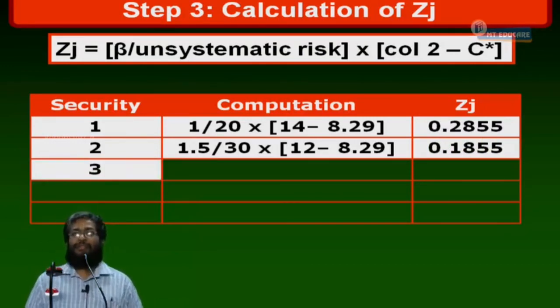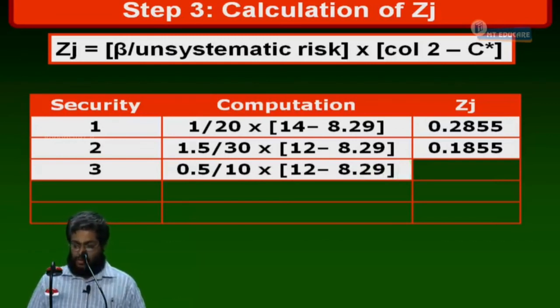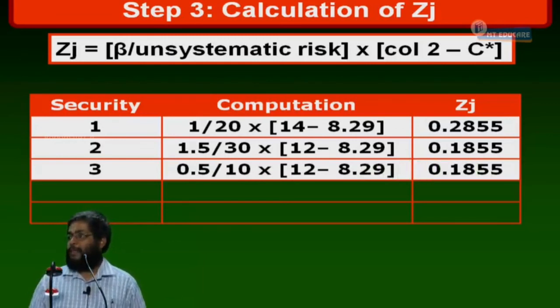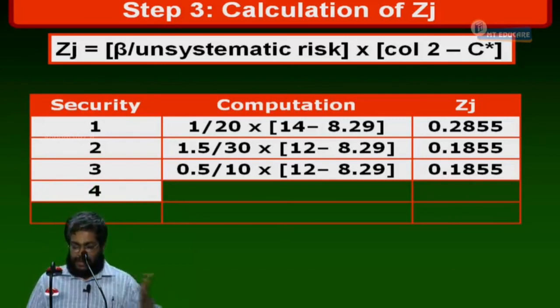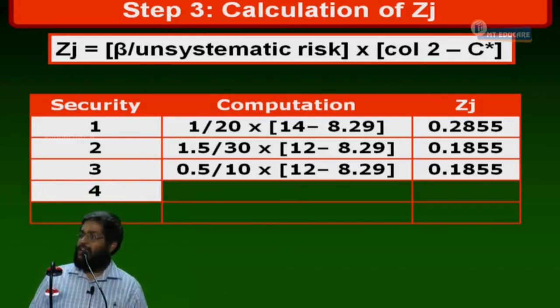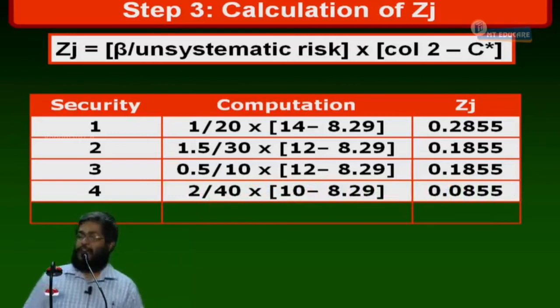Security 3. Tell me what is beta by unsystematic risk? 0.5 divided by 10 into 12 minus 8.29. That gives 0.1855. Then security 4. Beta by unsystematic risk: 2 divided by 40 into 10 minus 8.29. That gives you 0.0855.